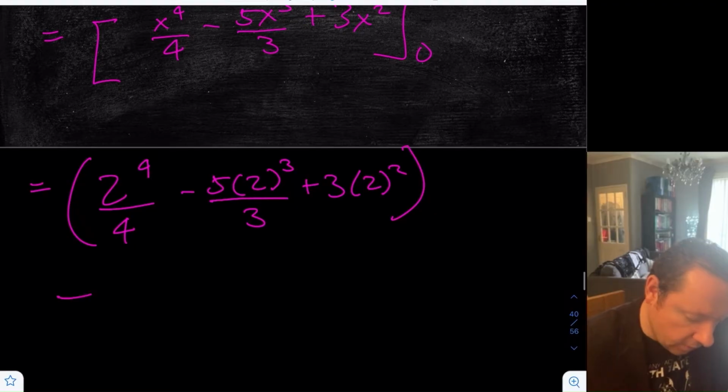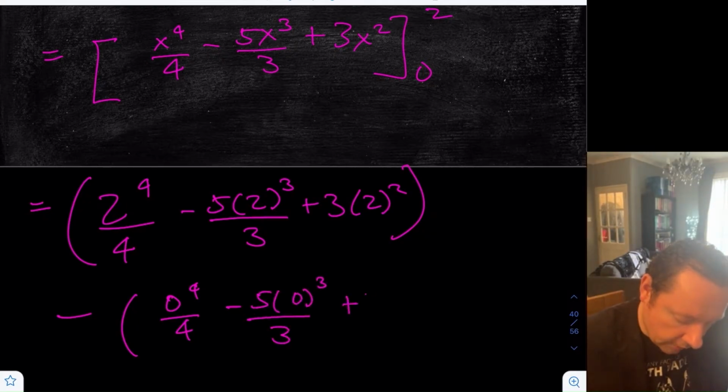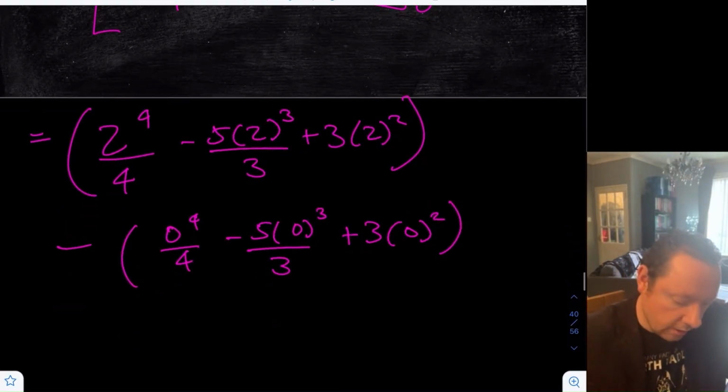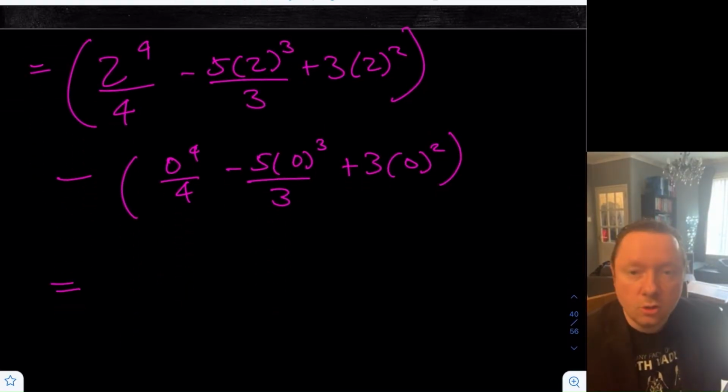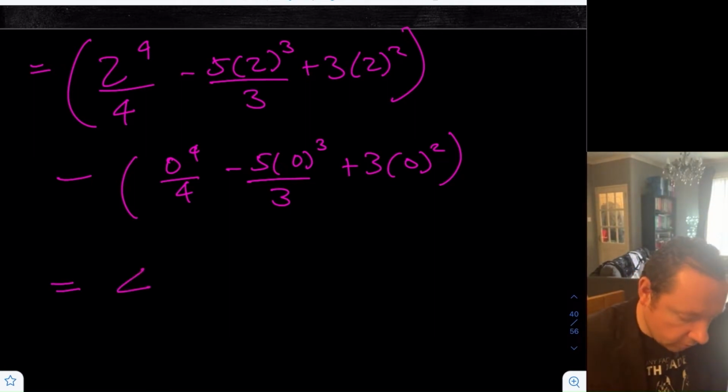Minus, and it should be clear that it's going to be 0, but just for the sake of completeness, 0 to the 4 over 4 minus 5 times 0 cubed over 3 plus 3 times 0 squared. All that stuff separately is 0. So we're just left with our top bracket. 2 2s is 4 times 2 is 8 times 2 is 16. Divided by 4 is 4 for our first term.